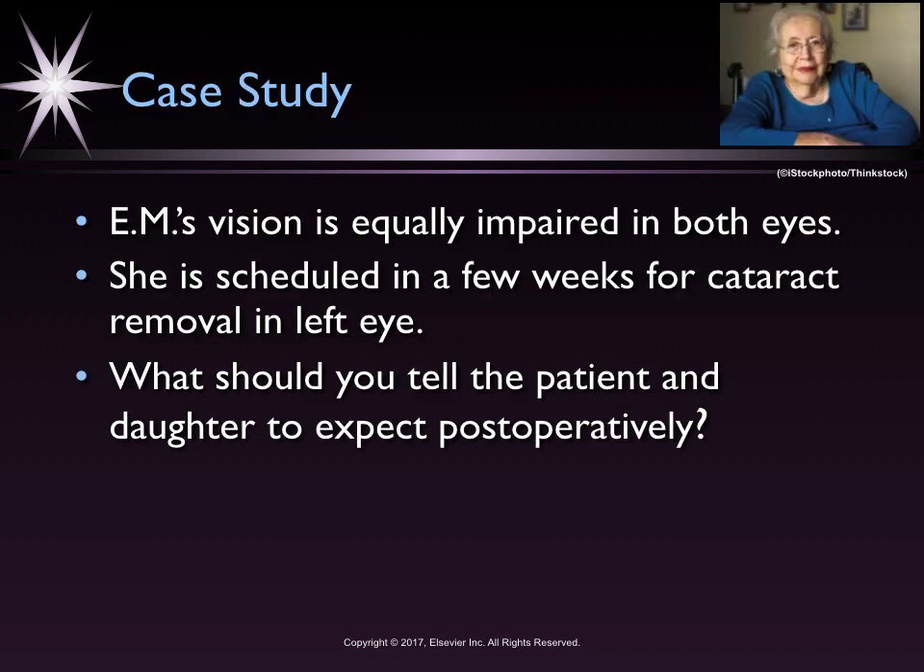So EM's vision is equally impaired in both eyes. She's scheduled in a few weeks for cataract removal in her left eye. So what should you tell the patient and her daughter to expect post-operatively? Well, what we should tell them is they shouldn't feel very much pain, if any. She'll be temporarily unable to see out of the eye that's received surgery. She'll need to use eye drops, and she may need assistance because she has impaired acuity in the other eye.